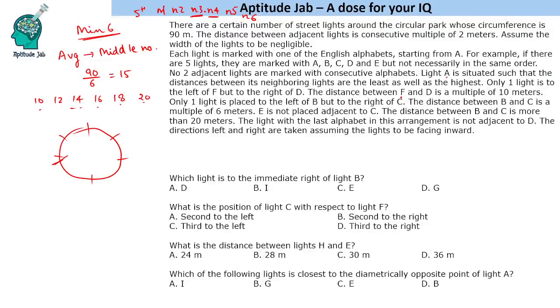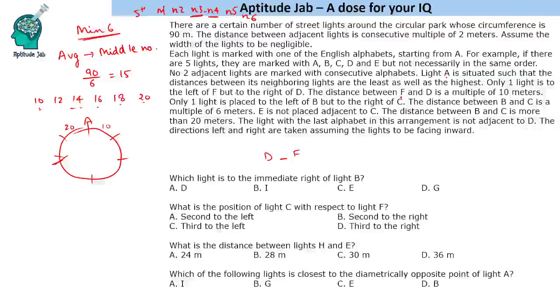So light A is situated such that the distances to its neighboring lights are the least as well as the highest. That means on one side there should be a distance of 10, and on the other side a distance of 20. Then only one light is to the left of F but to the right of D. So what does it say? Left of F and right of D, there should be only one light in between.